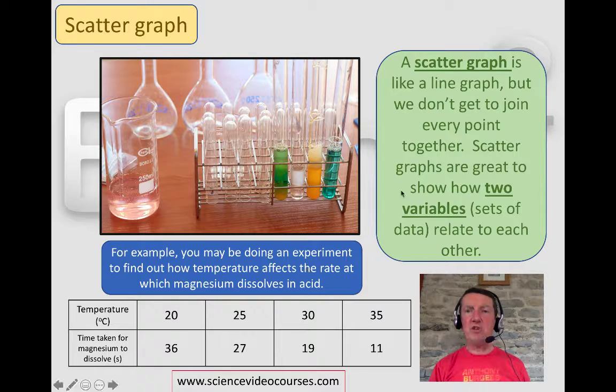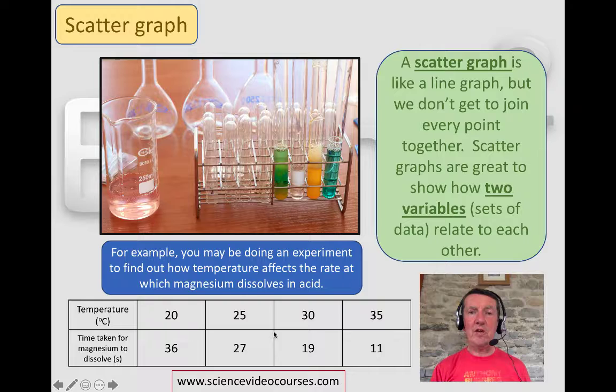So it's like a line graph. It says there, a scatter graph is like a line graph, but you don't get to join all the points together. Now scatter graphs are really great to show two variables or two sets of data and how they relate to each other. For example, you may be doing an experiment to find out how temperature affects the rate at which magnesium dissolves in acid. So here we've got temperature 20, 25, 30, 35, time taken 36 seconds, 27 seconds and so on.